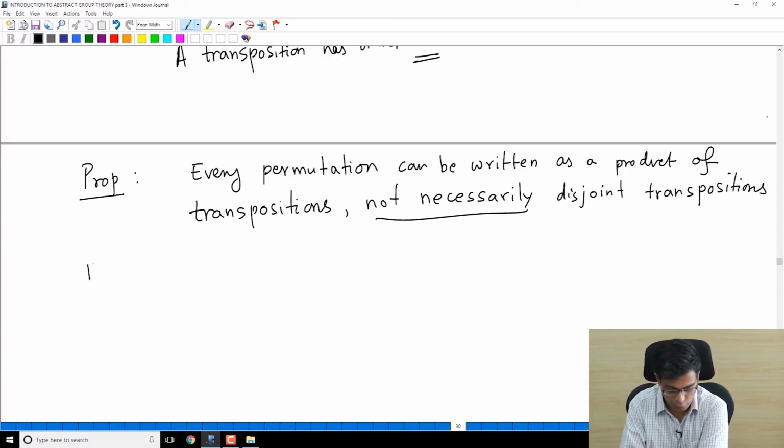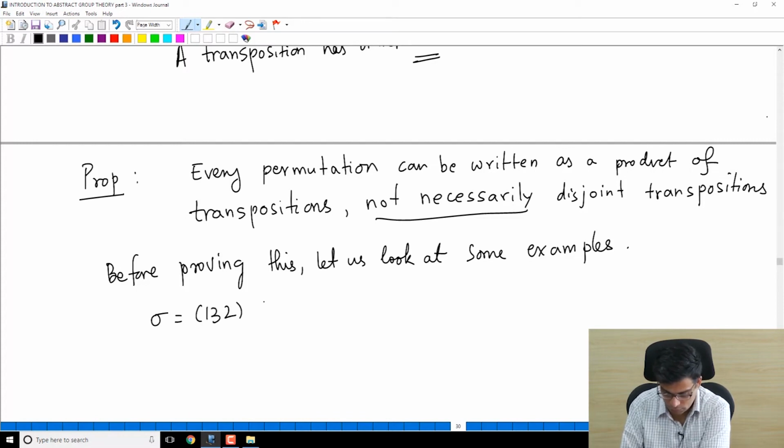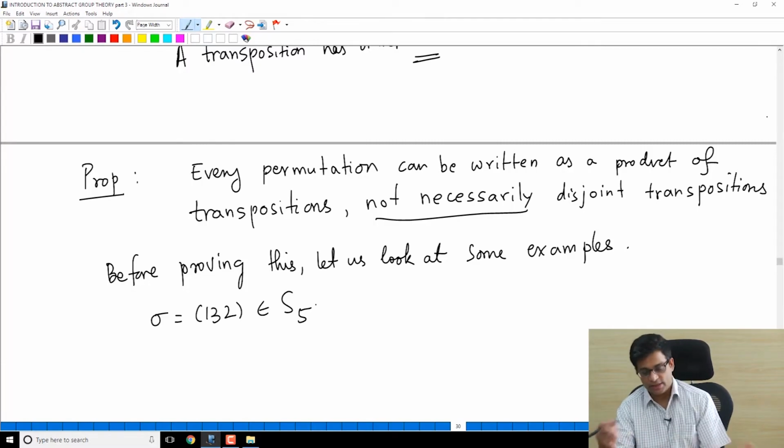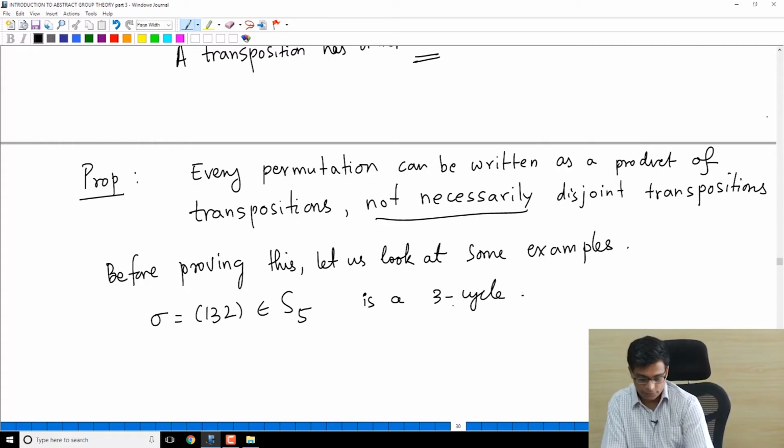So before proving this, which is actually not difficult at all, let us look at some examples. So let's take sigma to be (1 3 2) in S5. So actually it can be S3, S4, S5, S6 and so on. What does it do? It sends 1 to 3, 3 to 2, 2 to 1. So it's a 3 cycle.